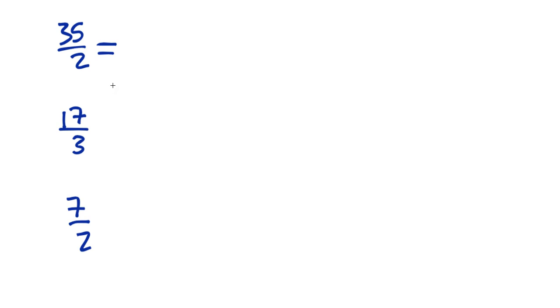Remember how I told you that fractions were just division problems that haven't been finished? That's how we're going to convert improper fractions to mixed numbers. We're basically going to divide the numerator, 35, by the denominator, 2. I'll show you what that looks like.